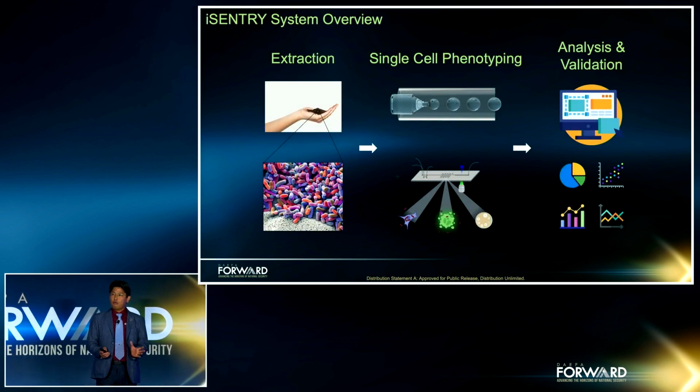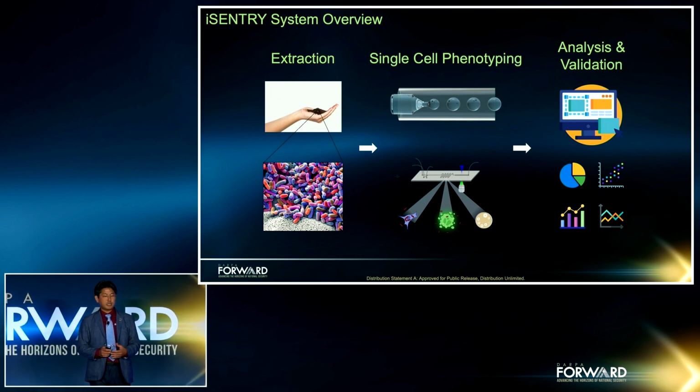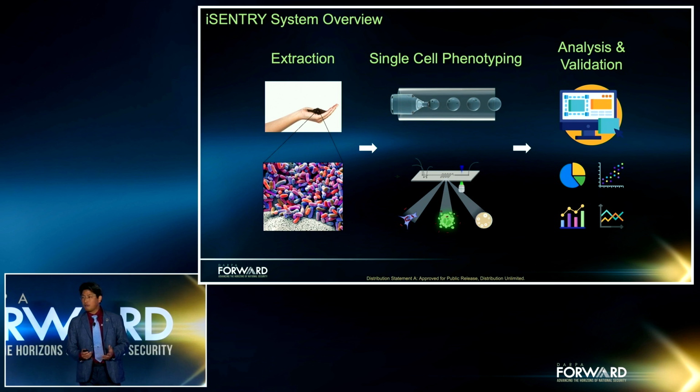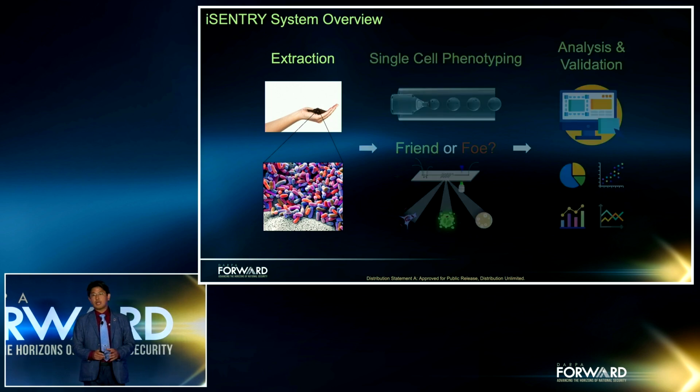So here we show an overview of our iCenter system. It has 3 components. The first component is extracting microbes from an environmental sample. Second, single-cell phenotyping on this extracted bacteria microorganism, followed by analysis and validation to determine whether a microbe of interest is a phrenophore.